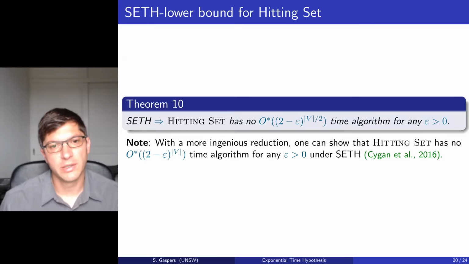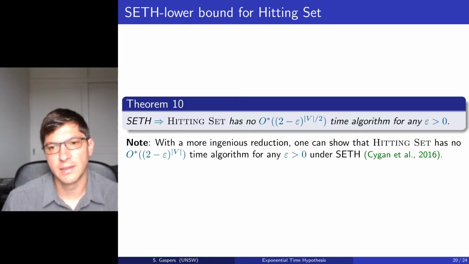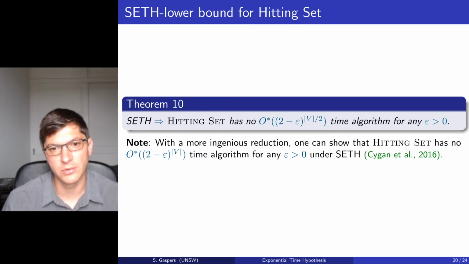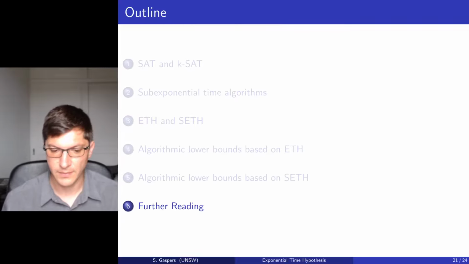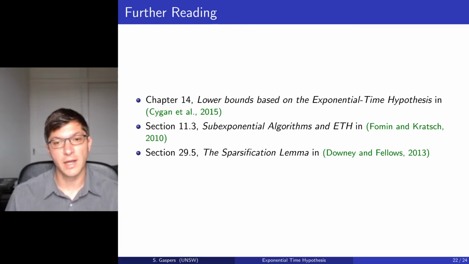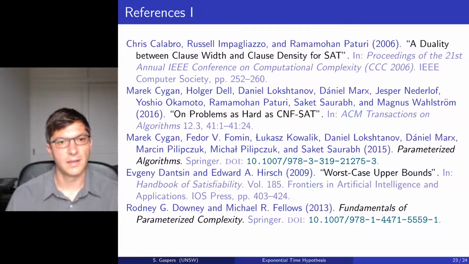With a more ingenious reduction, one can even show that hitting set has no 2 minus epsilon to the power number of elements time algorithm for any epsilon greater than 0 under the strong exponential time hypothesis. And this was proved by Cygan and others. You can read much more on the exponential time hypothesis and the strong exponential time hypothesis in these textbooks. And these are the references of this lecture.